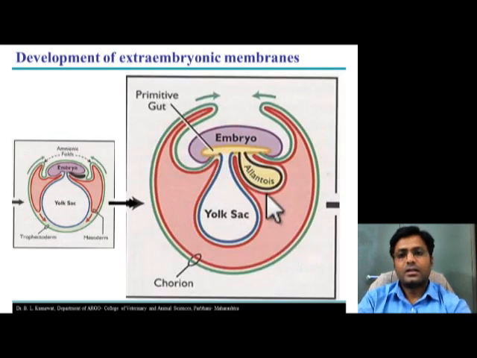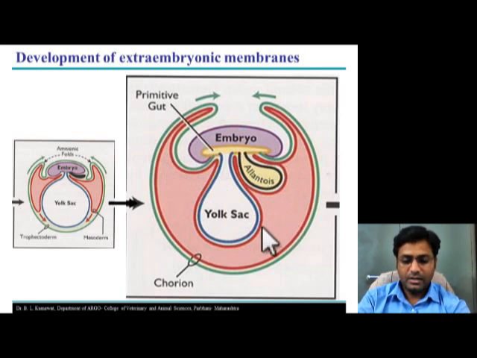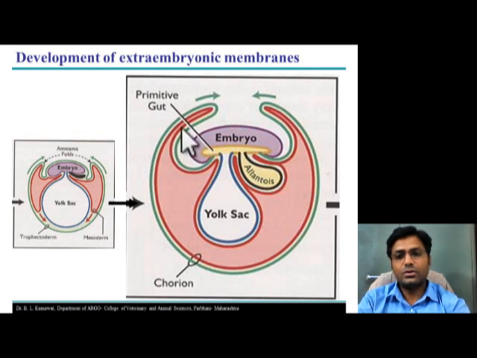In the further stage, there are three events. First, this mesoderm completely surrounds the yolk sac as well as the developing allantois. And the second event is that amniotic folds continue to grow towards each other and cover the embryo. And the third event is that this mesoderm fuses with the trophoectoderm, and now these fused bilayers are termed as chorion.